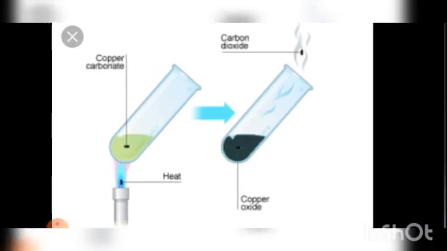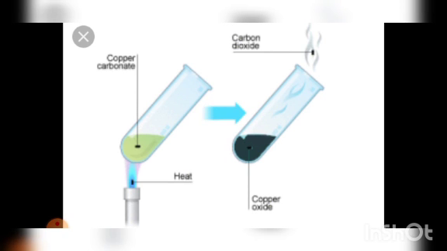So the next thing shows the thermal decomposition. Thermal decomposition means decomposition reaction in presence of heat. For example, you can see here there is copper carbonate, CuCO3, which is heated. That's the only reactant. It is heated by passing heat. You can see here it's giving rise to copper oxide and carbon dioxide. If you want the equation, you can write down: CuCO3 gives rise to CuO plus CO2.